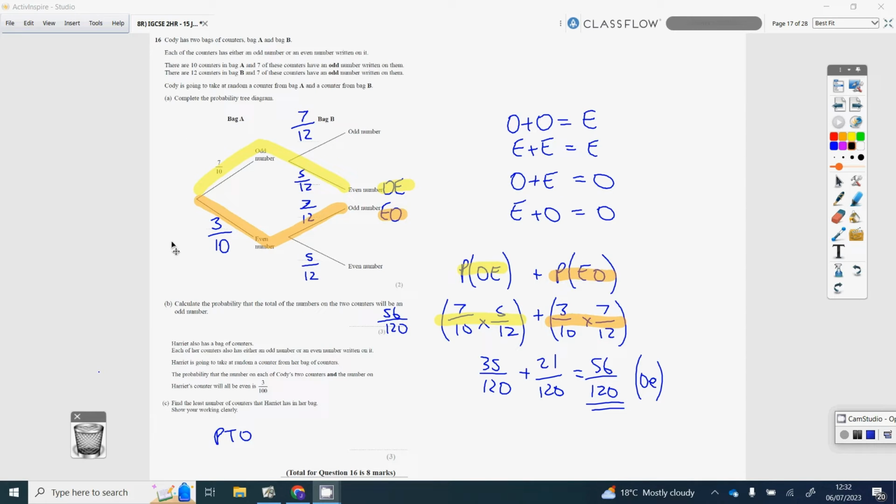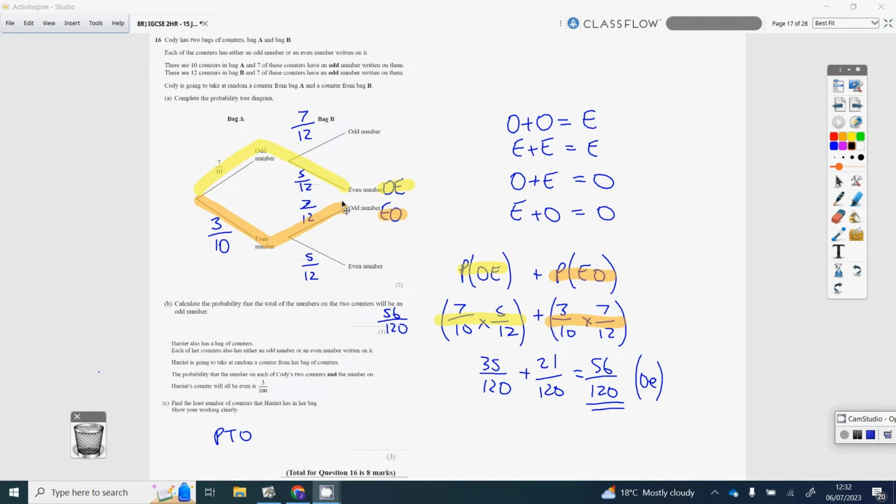Now, for part B we're being asked to calculate the probability that the total number, when you add them together, will be odd. So consider how you can end up with an odd number. If we got an odd first of all and then an odd from the second bag, odd plus odd is even, so we don't want that. Even plus even is even. But the two ways we can end up with an odd when you add them together is you get an odd from bag A and an even from bag B, or an even from bag A and an odd from bag B. So these two options are what I've done here in yellow and orange. So odd, even, and also even, odd.